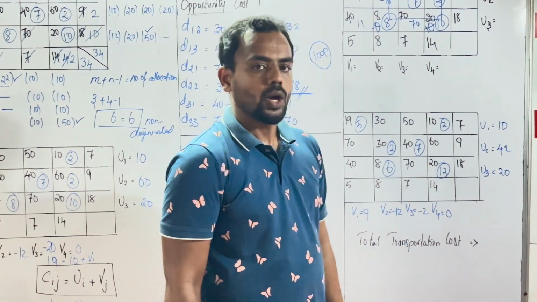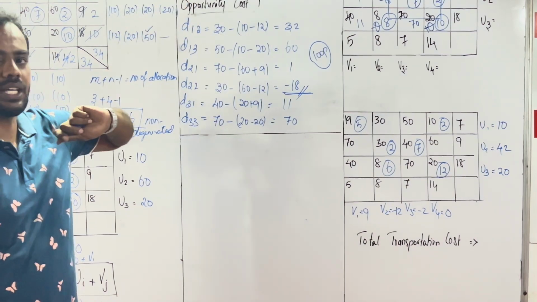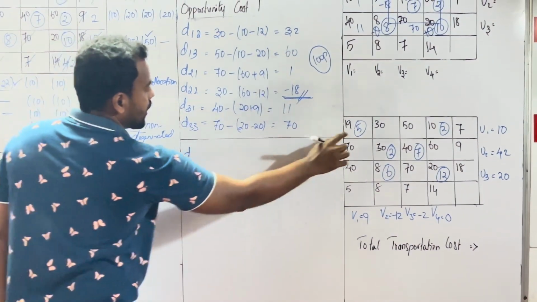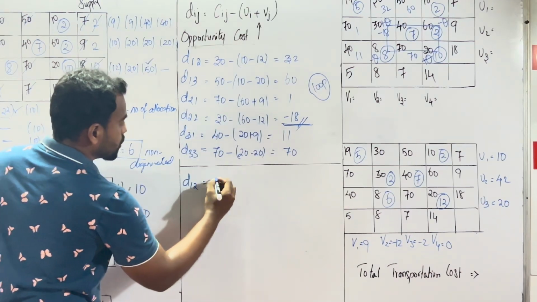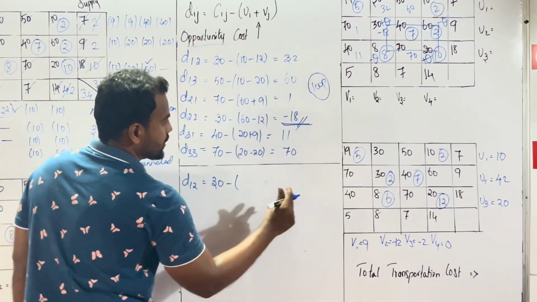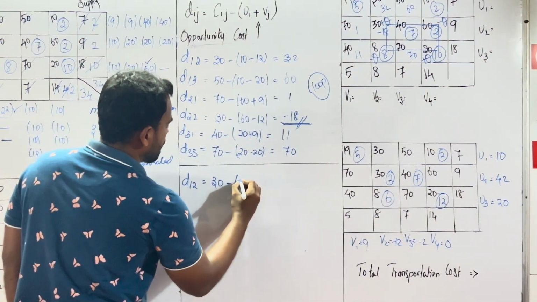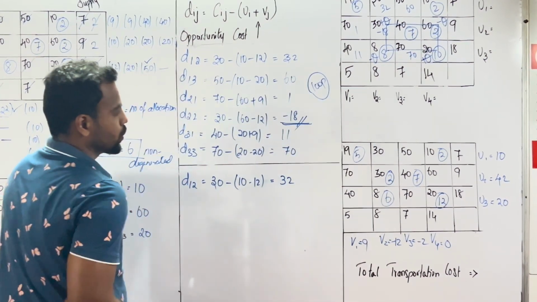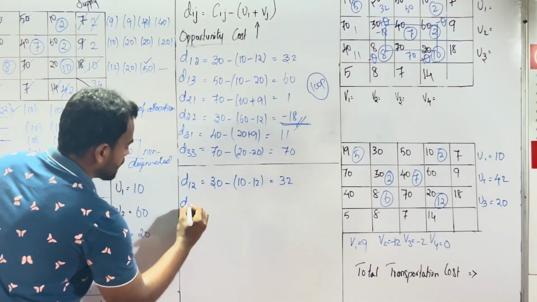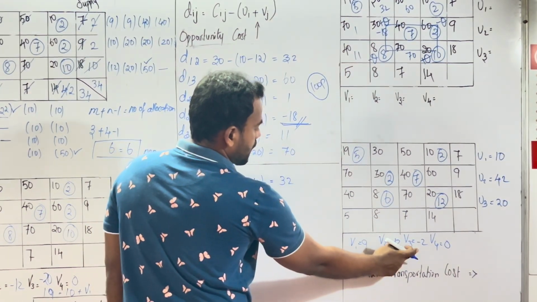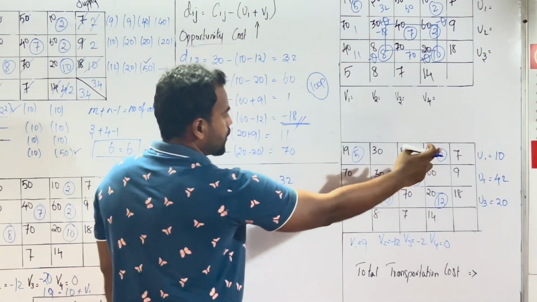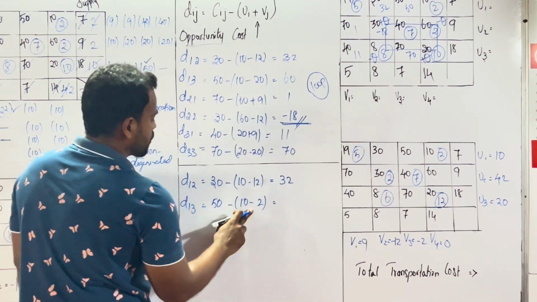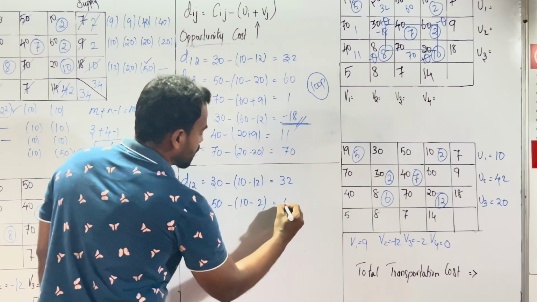Now we need to find out the opportunity cost. For opportunity cost, again you have to use the same formula, which is Dij equals Cij minus (Ui plus Vj). So we have to find out for this, which is D12. So Cij value is 30, minus U value is 10 and V value is minus 12. So 10 minus 12, this is going to be minus 2, and this is positive, so 32. So next one we need to find out for D13. So for D13, we have U value as 10 and V3 value is minus 2. So 50 minus 10 minus 2, so finally this is going to be 42.